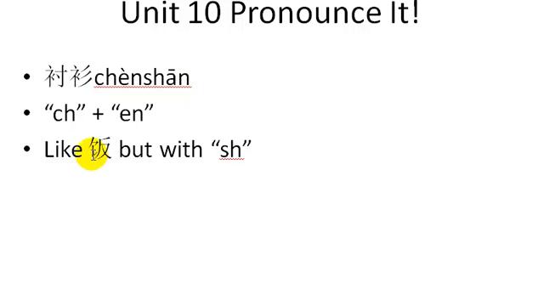Shan, so this an final just sounds like the an in fan for food, 吃饭, eat a meal, to eat. So it's the same an, but with the curled tongue sh before it. Shan, chen, shan. This is fourth tone, chen. This is first tone, shan. Chen, shan. Okay, let's take a look at the next one.